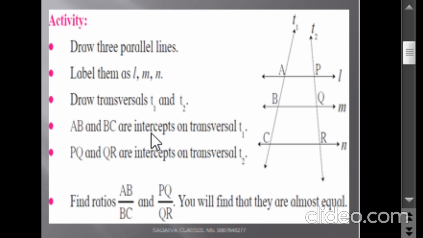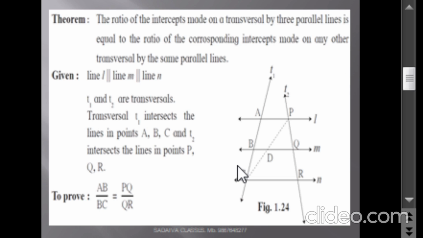Then AB and BC are the intercepts of T1, and PQ and QR are the intercepts of transversal T2. Then you can measure AB and BC, PQ and QR. Find the ratio of AB upon BC and PQ upon QR. You will find that they are almost equal. Let's begin with the theorem.